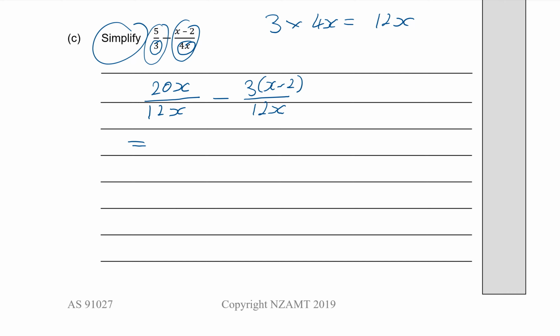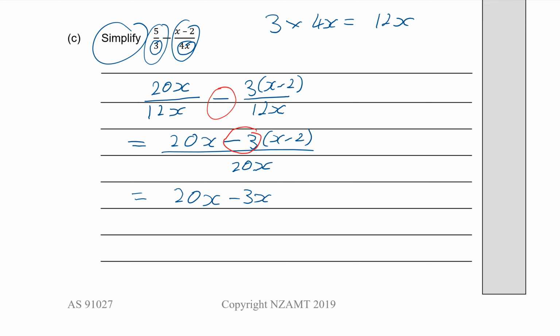Now, be careful with this minus sign when you're putting them together. So I'm just going to write out in full 20x minus 3 lots of x minus 2, all divided by 12x. As we talked about just before, the negative belongs to the thing after it. So we have negative 3 lots of x minus 2. So I get 20x minus 3 times x is minus 3x. Minus 3 times minus 2 is positive 6.